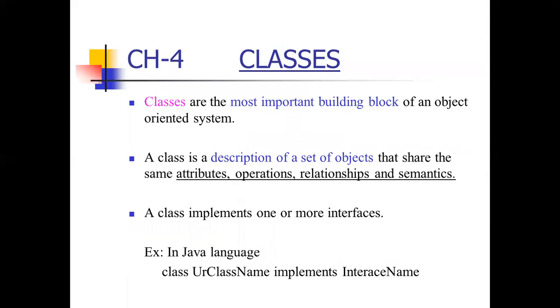Classes are the most important building block of an object-oriented system. A class is a description of a set of objects that share the same attributes, operations, relationships, and semantics, that is behavior. A class implements one or more interfaces. For example, in the Java language, class your class name implements interface name.